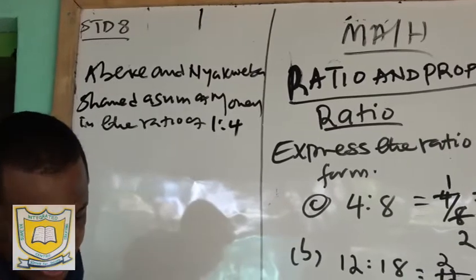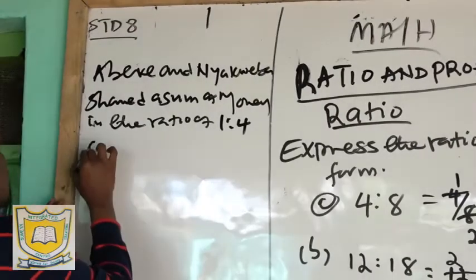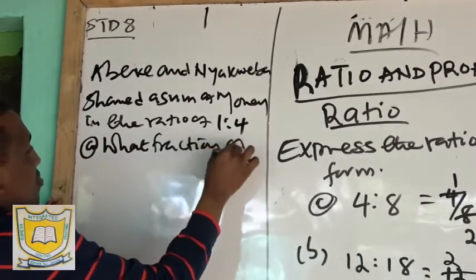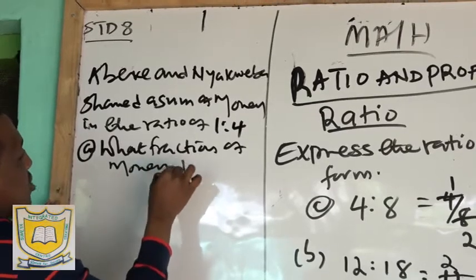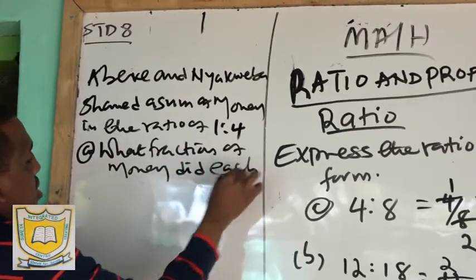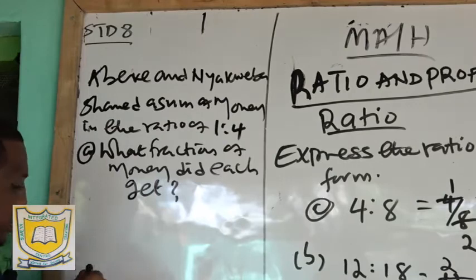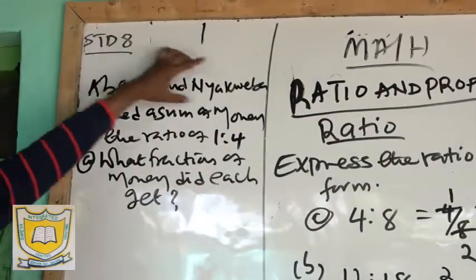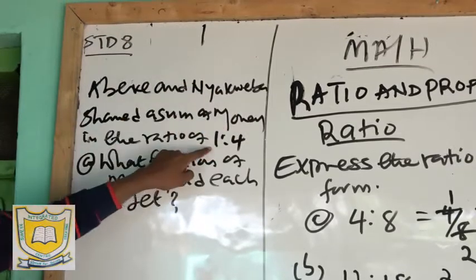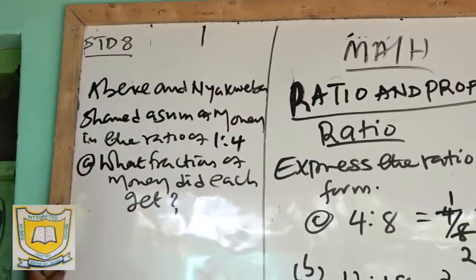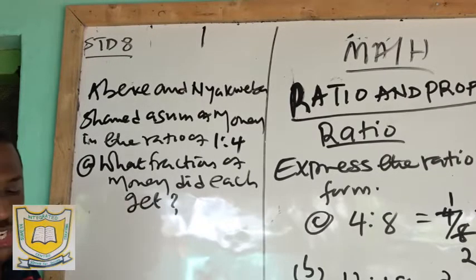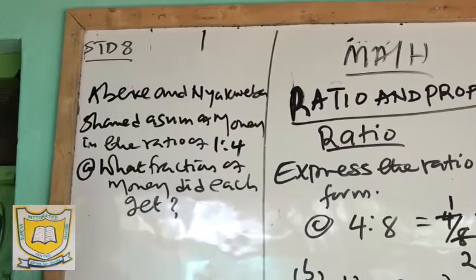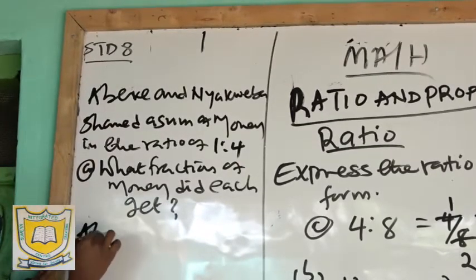Then question A is saying, what fraction of money did each get? Apere and Nyakwepa shared some money in the ratio of 1 to 4. What fraction did each get? So when you're told what fraction did each get, you get them separately. The one of Apere and the one of Nyakwepa. Let us get Apere now.